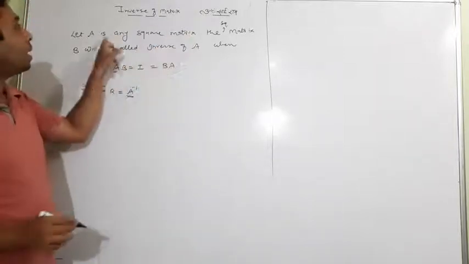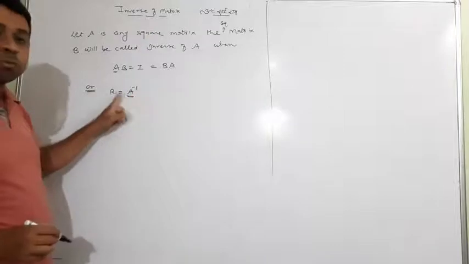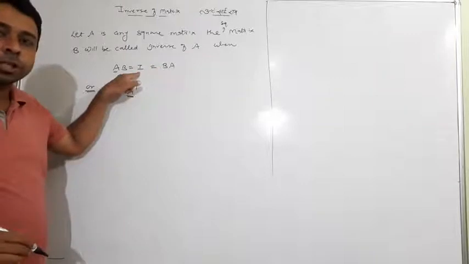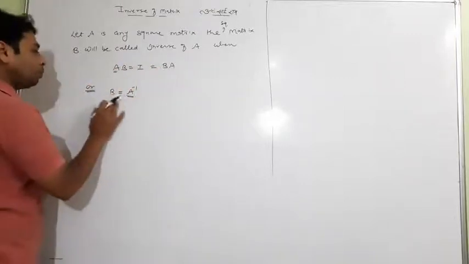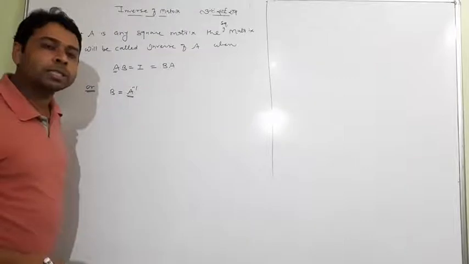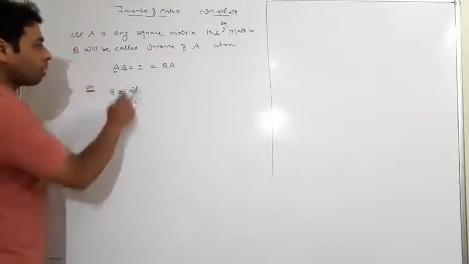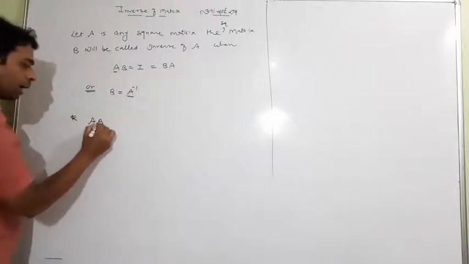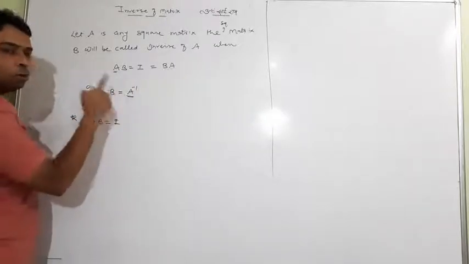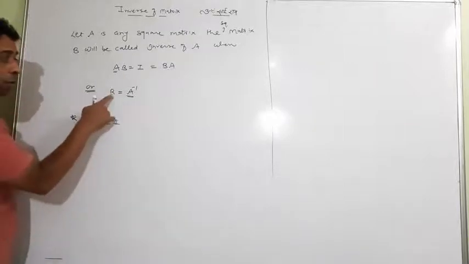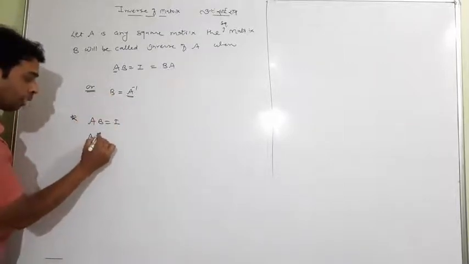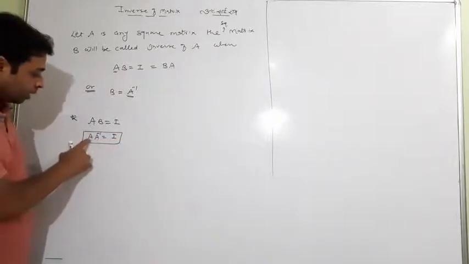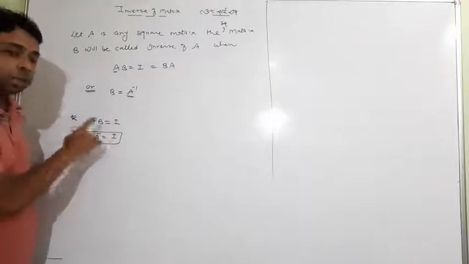So if you have any square matrix, what is A inverse? It is B, such that A into B or B into A should be the identity matrix. If we want to find some standard results, AB equal to I is very standard. Now B is equal to A inverse. When you put B equal to A inverse, A into A inverse will be I. Whenever any matrix is multiplied by its inverse, the identity matrix always comes.